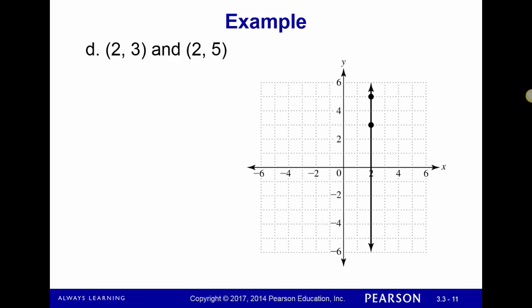Let's try these 2 points. This is a vertical line. Now here we notice that the rise is 2, but the run is 0. So what happens when we try to divide by 0? Undefined. So a vertical line is one of the special lines, and it has a slope that is undefined.